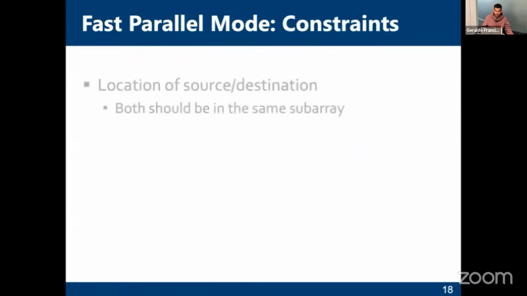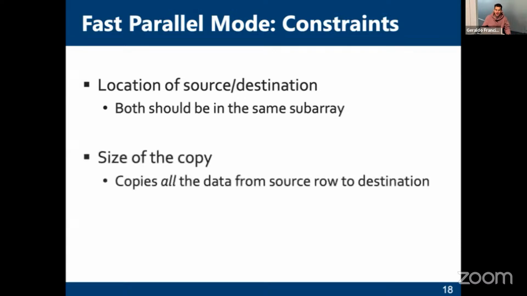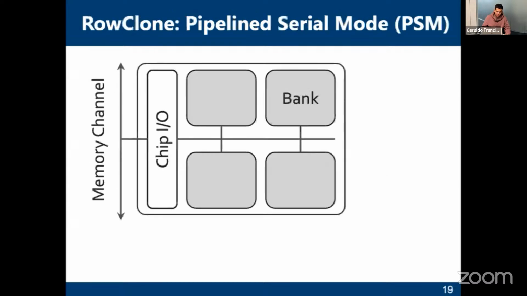The main constraint of this fast parallel mode is the location of the source and destination rows. They need to be placed inside the same DRAM subarray. Also, the granularity of the copy is a limitation because you're copying the entire row at once. So if you want to copy just portions of the data, we need to use what I'm going to mention next, the pipeline serial mode.